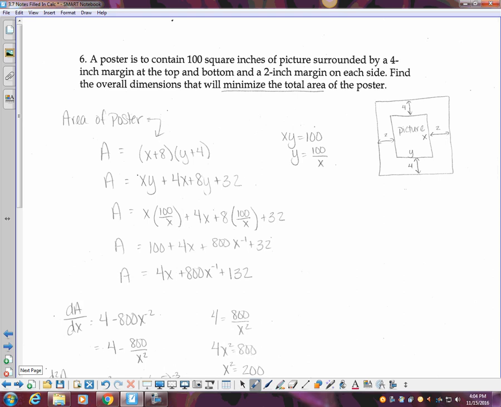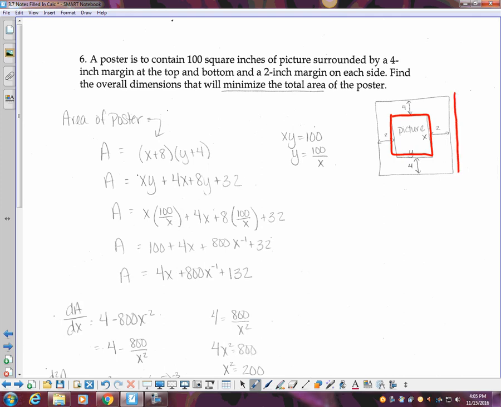Number 6. A poster is to contain 100 square inches of a picture, surrounded by a 4-inch margin at the top and the bottom, and a 2-inch margin on each side. Find the overall dimensions that will minimize the total area of the poster. Okay, so here's my beautiful drawing. Here's the picture, and I let it be x and y. I've got a 4-inch margin on top and bottom, and 2 inches on either side.